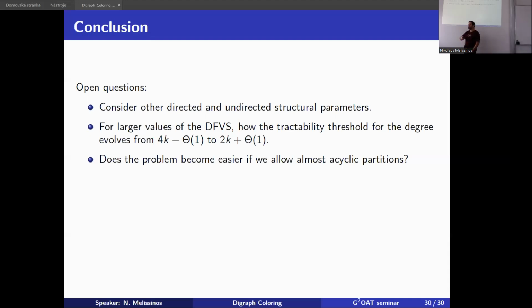And finally, it would be interesting to see whether the problem becomes easier if we consider the partitions to be almost acyclic instead of acyclic. So this is another idea that maybe gives us a new problem. Instead of asking for colors where each color class gives an acyclic graph, we may ask for graphs that have a really small feedback vertex set, a directed feedback vertex set, or even properties related to the underlying graph, like a bounded feedback edge set. That's it. Thank you very much.